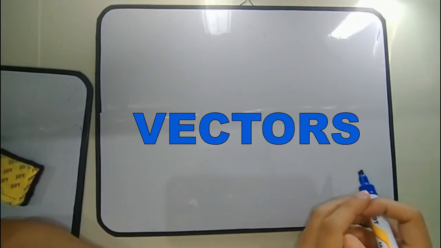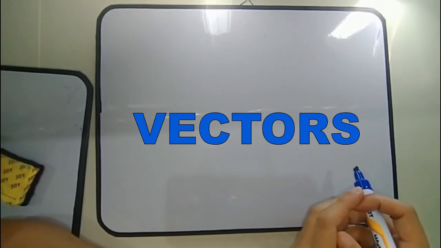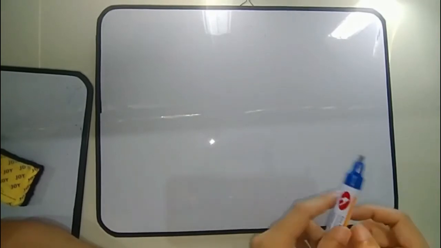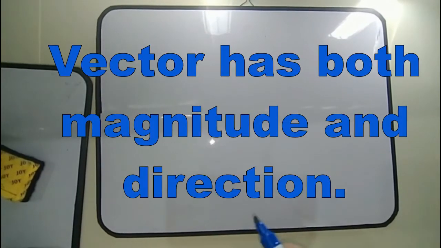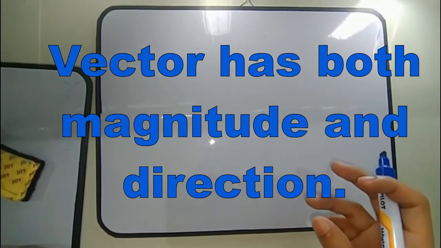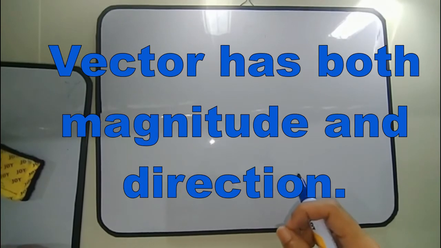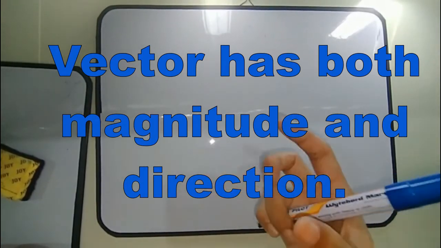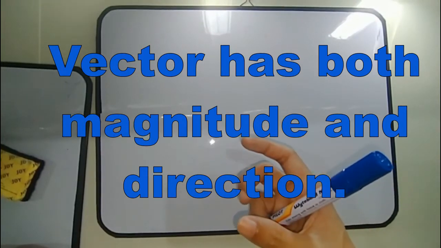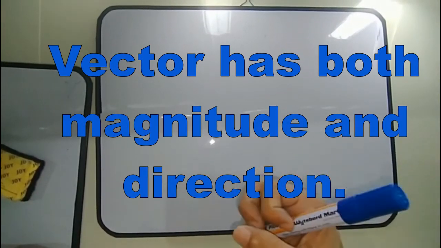When you say vectors, guys, this is just the opposite of scalar. A vector is a representation of a physical quantity. We can say na vector siya if it has magnitude and direction, in contrast sa scalar, which has magnitude only. For example, our scalar is speed. Pag ginawa natin siyang vector, that is velocity.